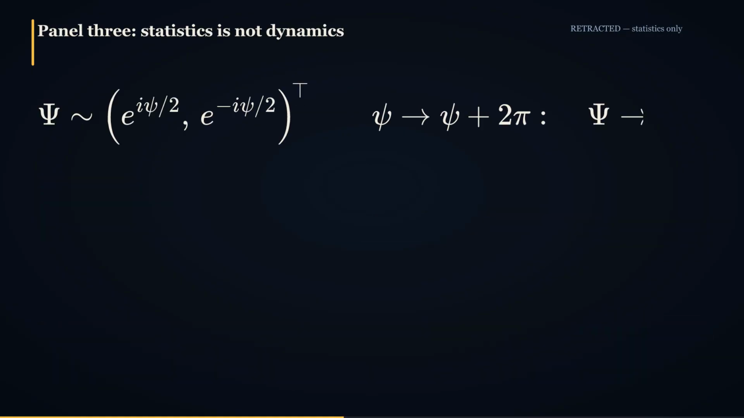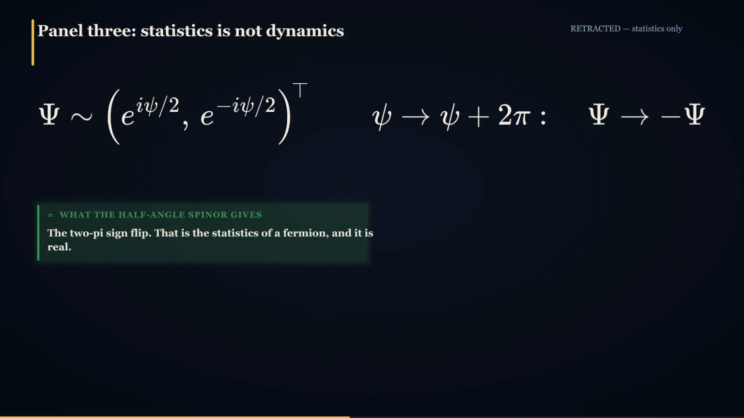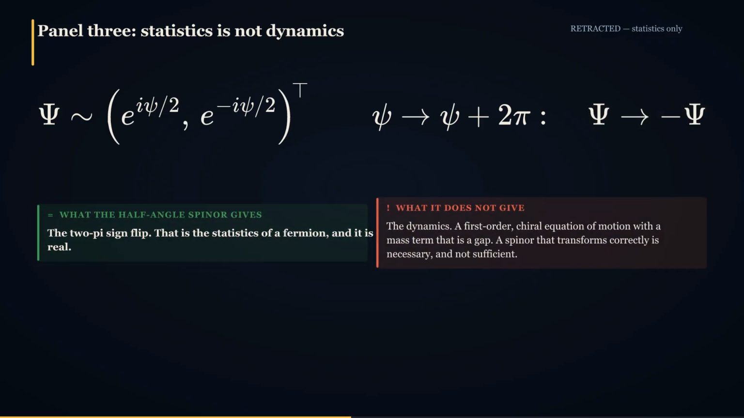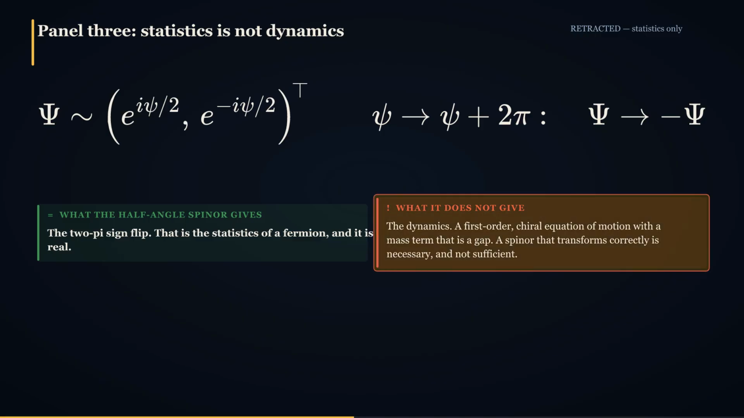Panel 3 opens on the honest retraction. Chapter 20, left standing. The half-angle vortex spinner carries the right 2 pi sign flip. That is the statistics of a fermion, and it is real. But statistics is not dynamics. A spinner that transforms correctly is necessary, and it is not sufficient.